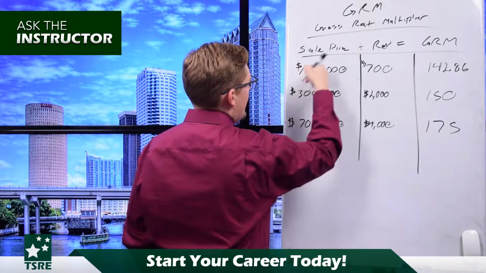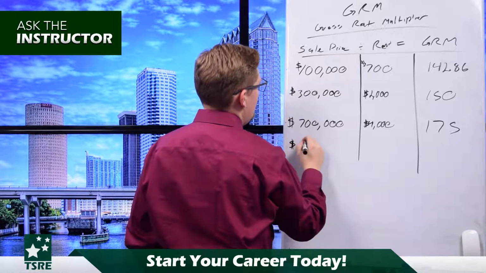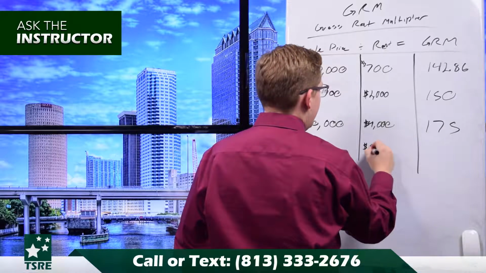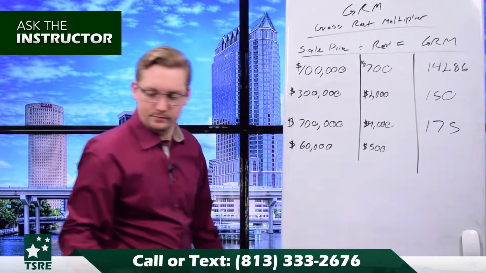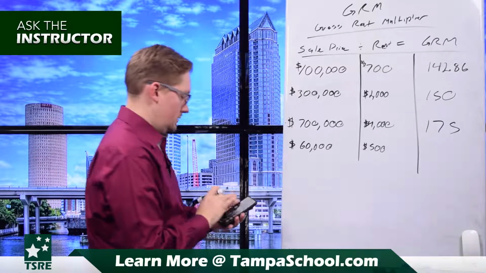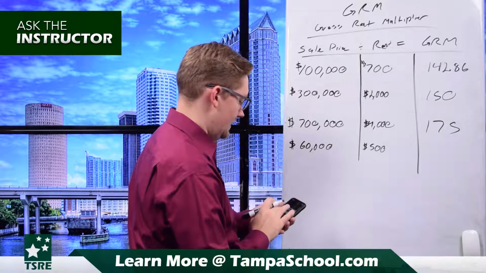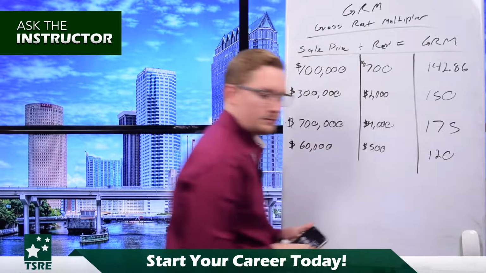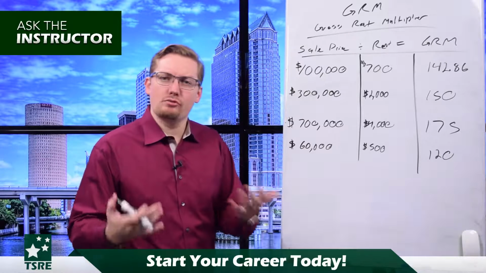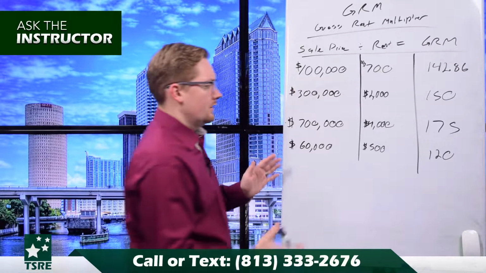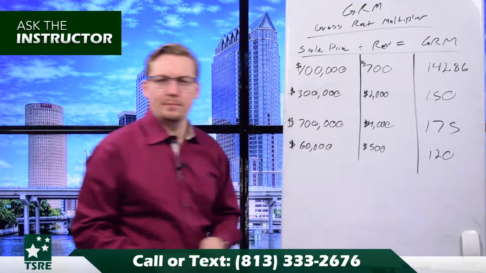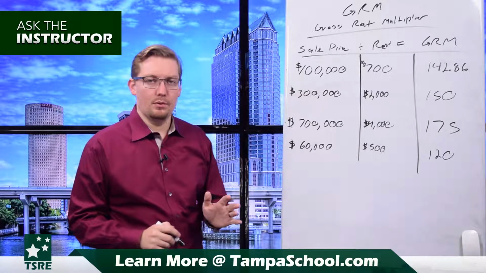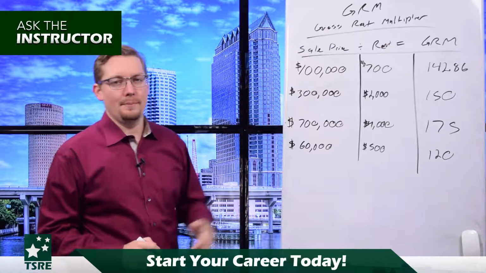Let's say we've got a property we picked up for $60,000. We're only able to rent it out, let's say, for $500. So we take 60,000, divide that by 500, and there's our gross rent multiplier of 120. So essentially, this is kind of like a ratio of the rent to the sale price that we're figuring out here.